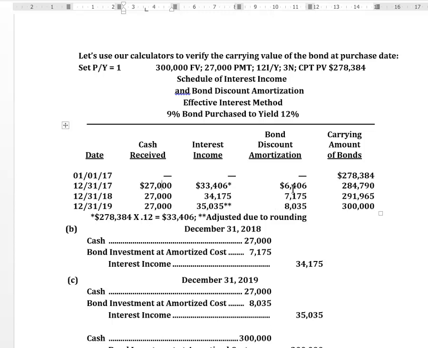Don't forget, under the amortized cost model, what would we do? We take the carrying value times the yield. So the carrying value times the yield is going to tell us how much interest income we have. And the difference between the interest income we book and the cash we receive is going to be the amount of the bond discount amortized. So we have to get our bond from $278,384, which is what we paid as the investor, right? We're going to get $300,000 back. So we have to bring that bond carrying value to $300,000 at the date it matures.